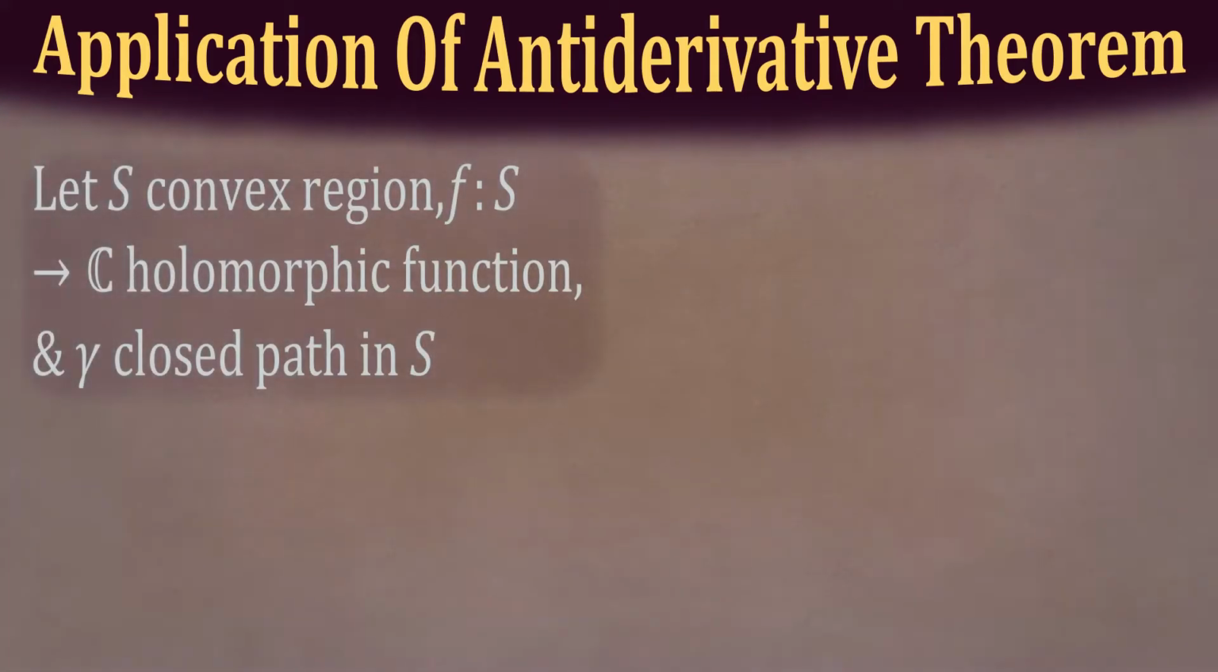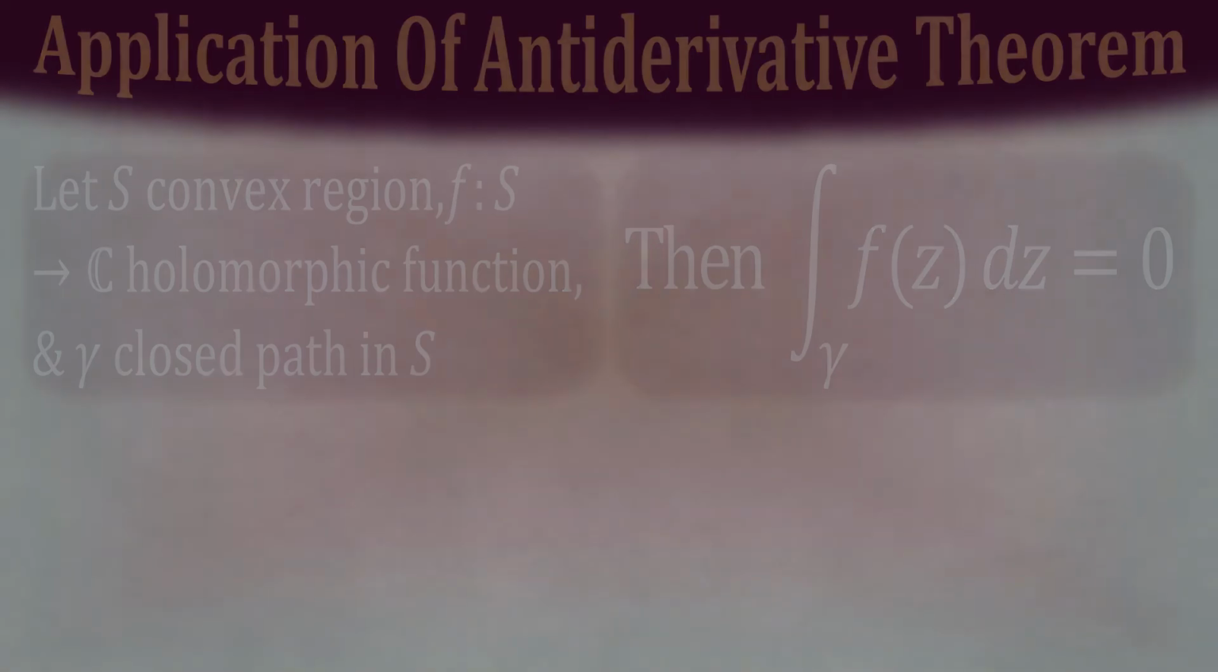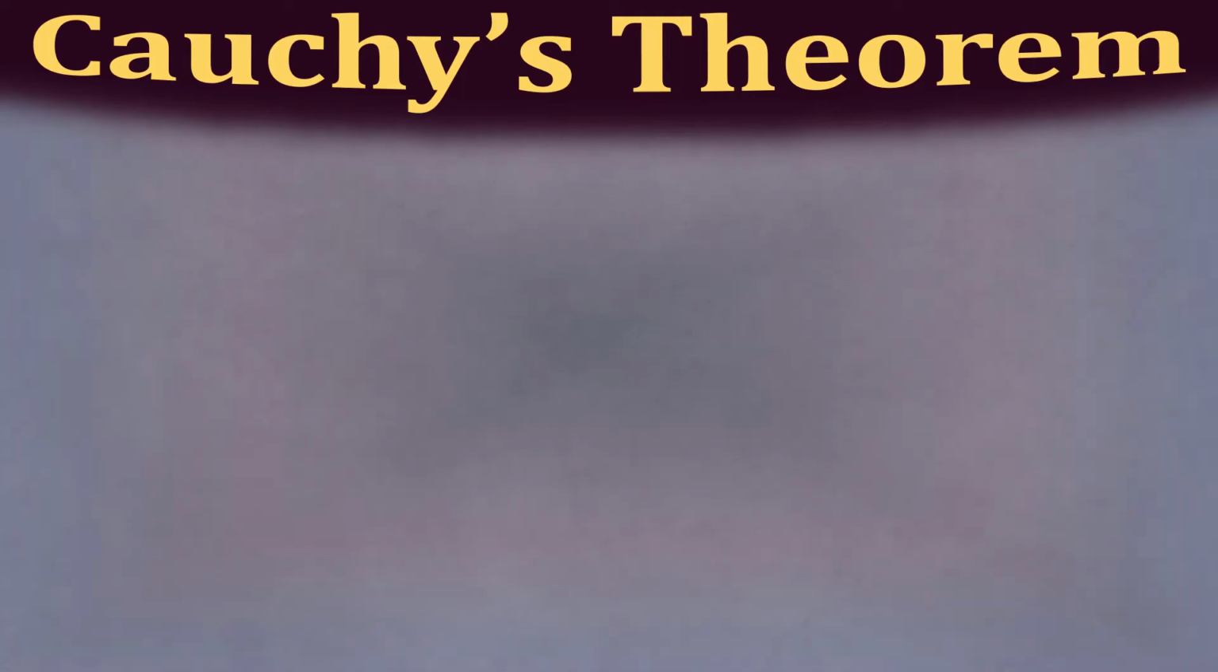Let S be a convex region, let f from S to the complex numbers be a holomorphic function, and let gamma be a closed path in S. Then the integral over gamma of f of z dz is equal to 0. Now we can state Cauchy's theorem.